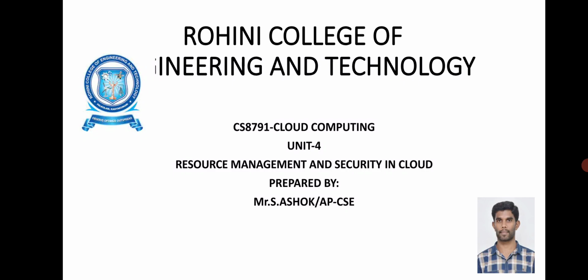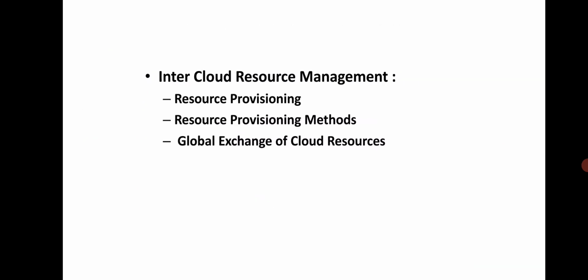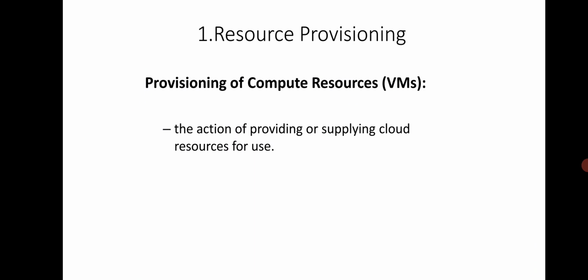In this video, we are going to see about intercloud architecture. In intercloud, there are three main parts. One is resource provisioning, second one is resource provisioning methods, and third one is global exchange of cloud resources. First, see about resource provisioning of computing resources.